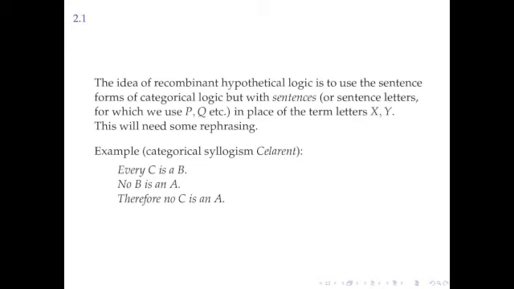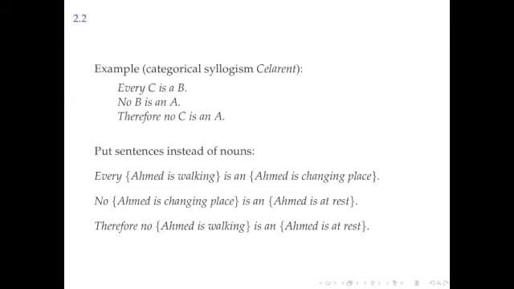Avicenna creates his recombinant hypothetical logic by taking the syllogisms of ordinary categorical logic, but reading them in a different way. His idea is that the letters, the term letters, X, Y, and Z, and so on, should be replaced not by nouns, but by sentences. And we'll use the letters P, Q, and so on to stand for sentences. For example, take the categorical syllogism celarent, which we saw earlier. It's every C is a B, no B is an A, therefore no C is an A. Now, put sentences instead of nouns in place of the letters C, B, and A.